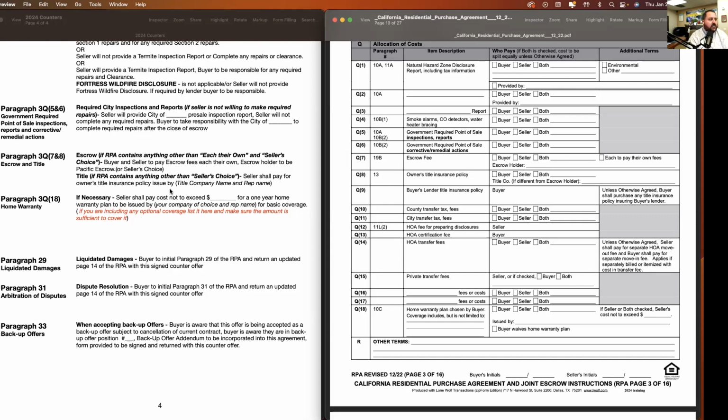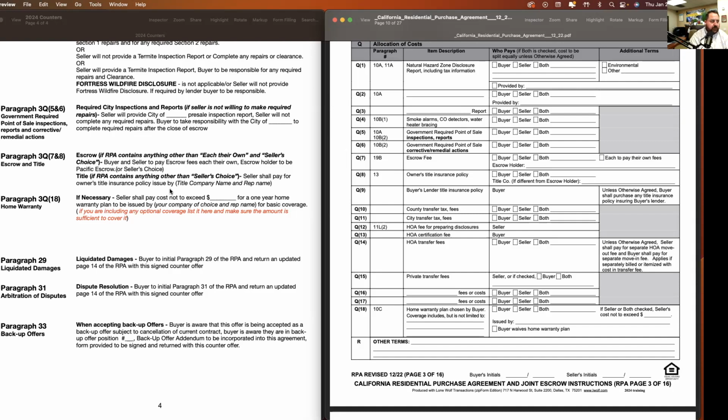Oh, I'm sorry, I skipped over escrow. You only need to do this if it contains anything other than each their own or seller's choice in the escrow section, right? So if you get to Q7 and it says seller to pay or both to pay, and the escrow holder is some other escrow that you don't know, then you counter back that it's going to be each their own fees, and either who the escrow is or escrow to be seller's choice.